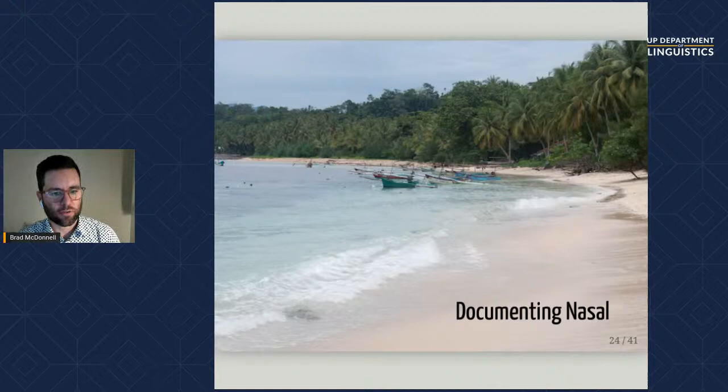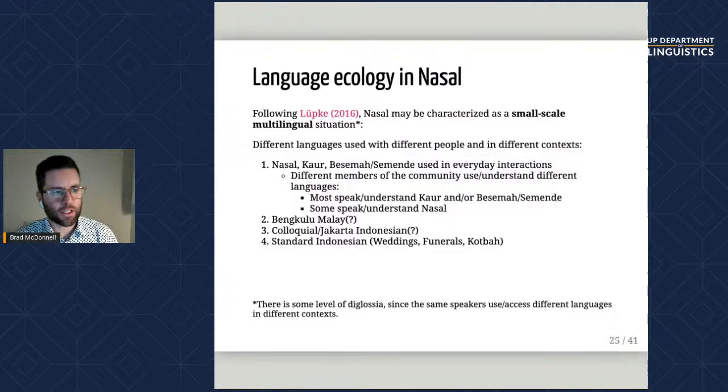So Nasal is spoken on the coast. And this would be, Nasal is considered a small scale sort of multilingual situation. So different languages are used with different people in different contexts. So Nasal, Kawar, and Bisama or Semendo, which are very, very closely related dialects, are used in everyday interactions. But these languages are not mutually intelligible. So different members of the community use and understand different languages.